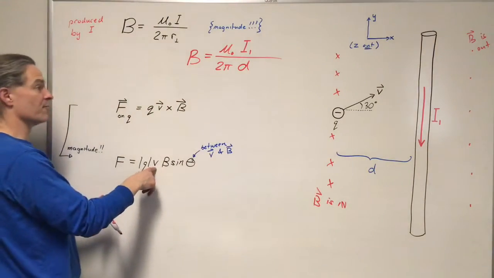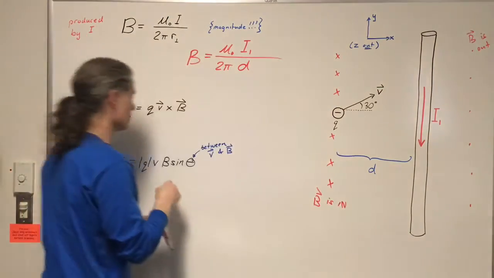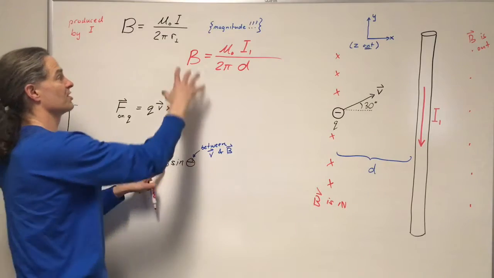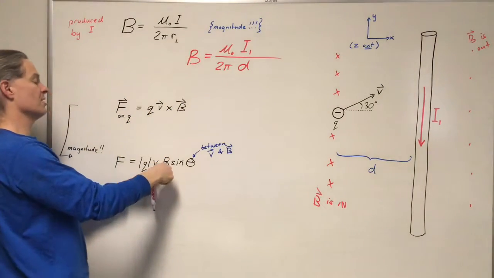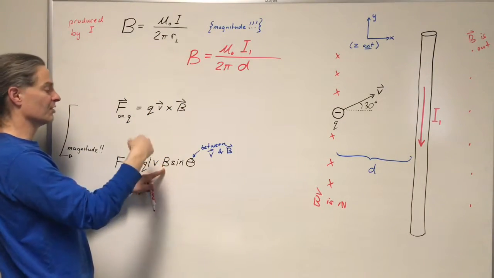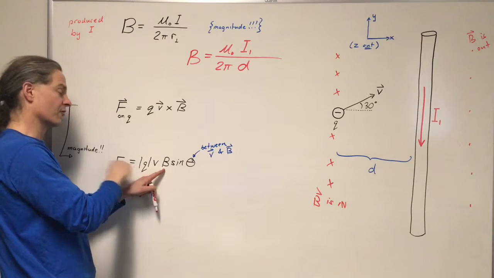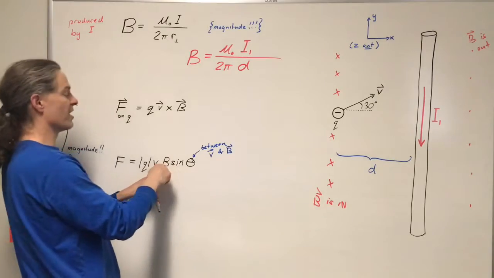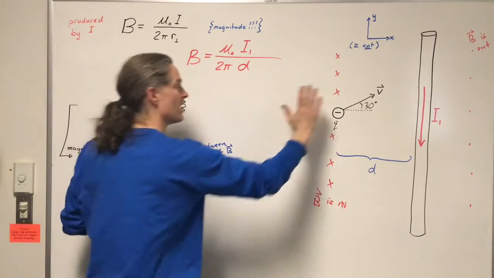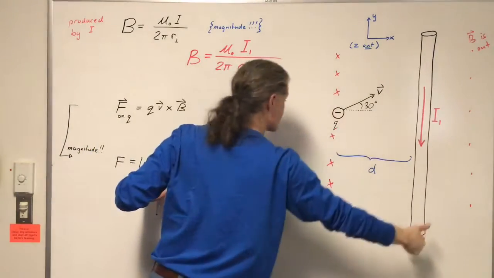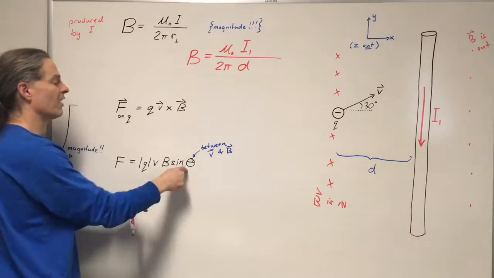For V, that's just the magnitude of the charge's velocity. B, that's just this. This is the magnitude of the magnetic field in the location of the charge on whom we're trying to find the force. So this is the magnetic field magnitude at this location due to this long wire. And then finally, the angle.